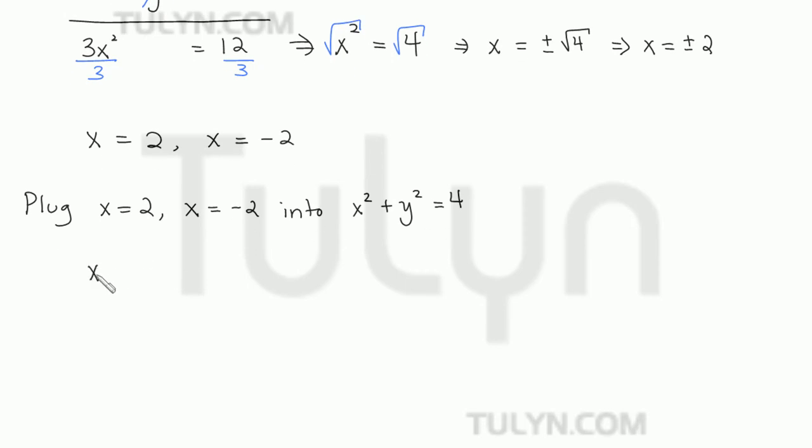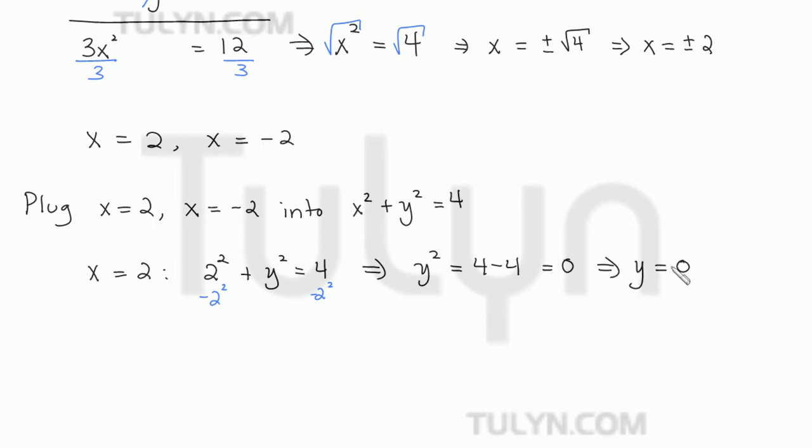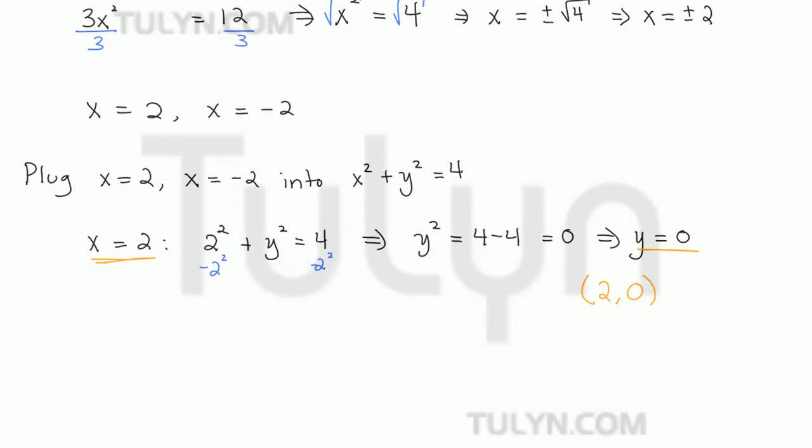So now, let's try x is equal to 2 first. Then we have x squared, which is 2 squared, plus y squared is equal to 4. So y squared is equal to 4 minus 2 squared, or minus 4, right? So y squared is equal to 0. And the only way that can be is if y was equal to 0 to begin with. So the solution set here would be the ordered pair x comma y. So when x is equal to 2, y is equal to 0. So here the solution is 2, 0.